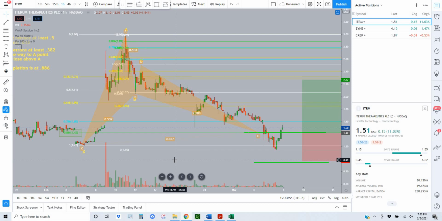So that's what I see with ITRM. I think it's going to be a great hold. We just got to get through this whole correction right here, which I think next week is going to be really nice, and go from there.